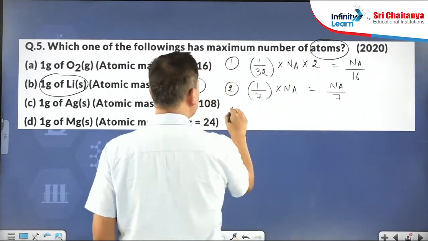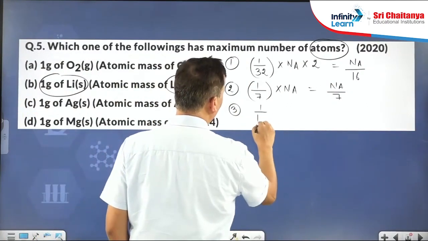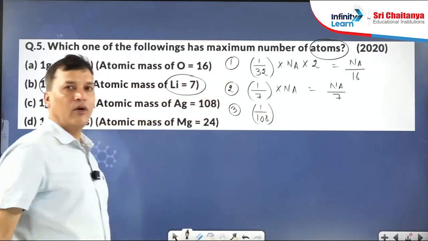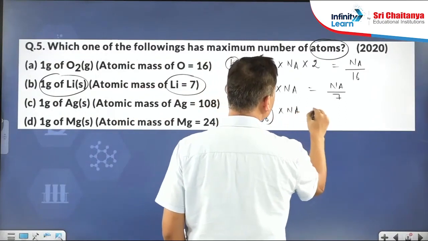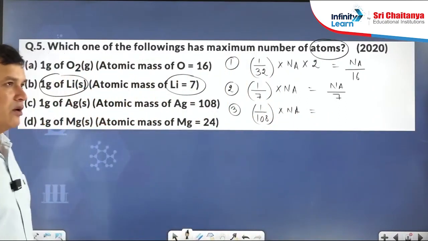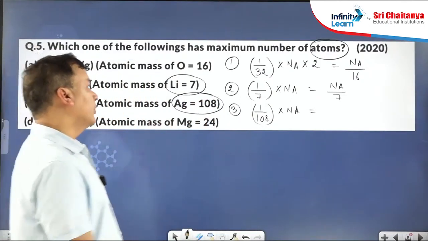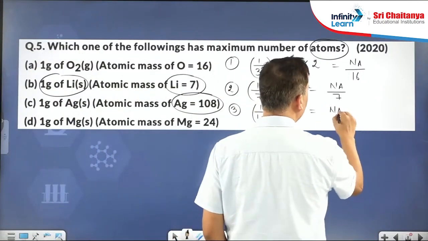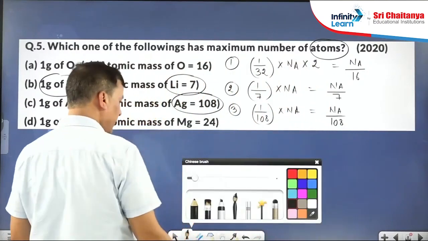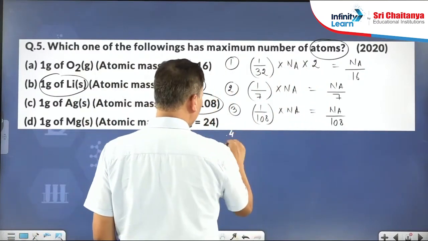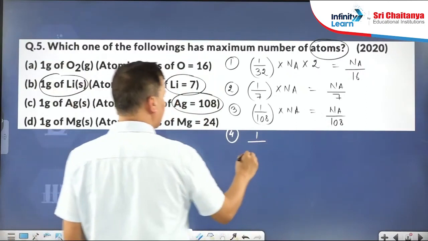Now for the third option, we are given 1 gram of Ag. 1 upon 108 is the number of moles, which has to be multiplied with Na. Then it is the number of atoms. Are you understanding or not? Since silver also exists in atomic form, here is Na upon 108. Then, my dear friend, here is option number 4. Look at this one: 1 gram of magnesium, 1 upon 24.